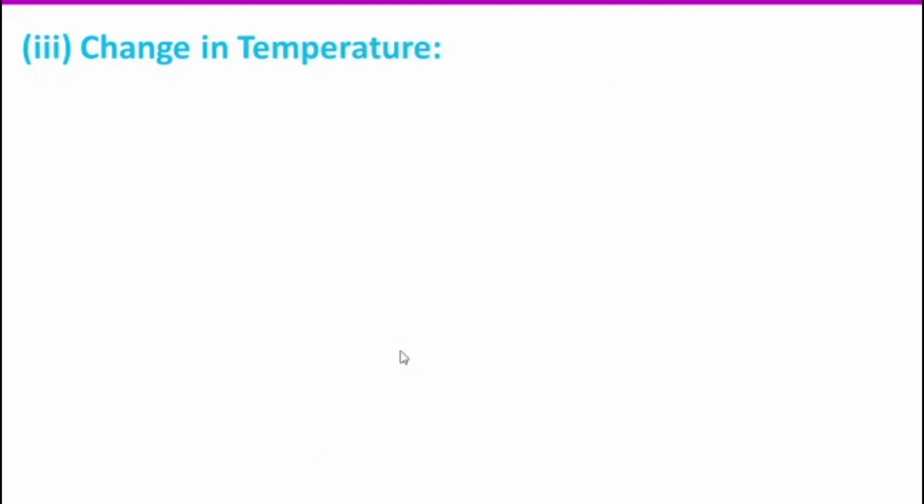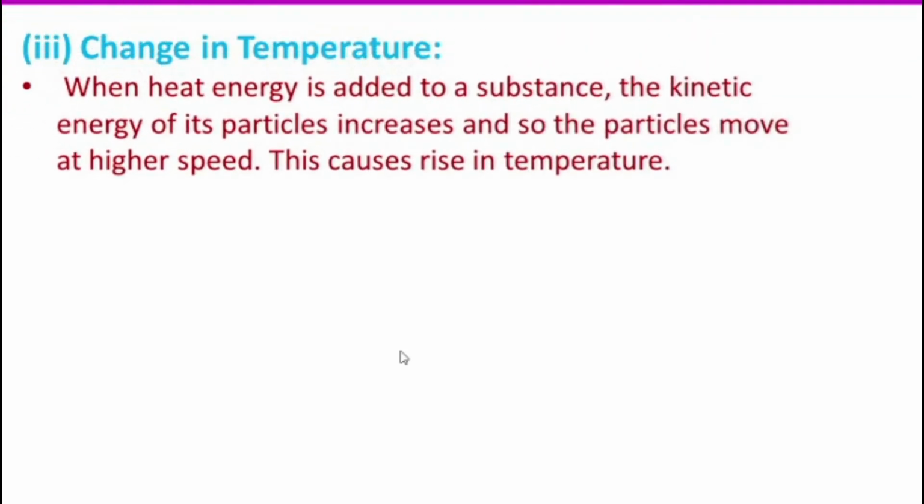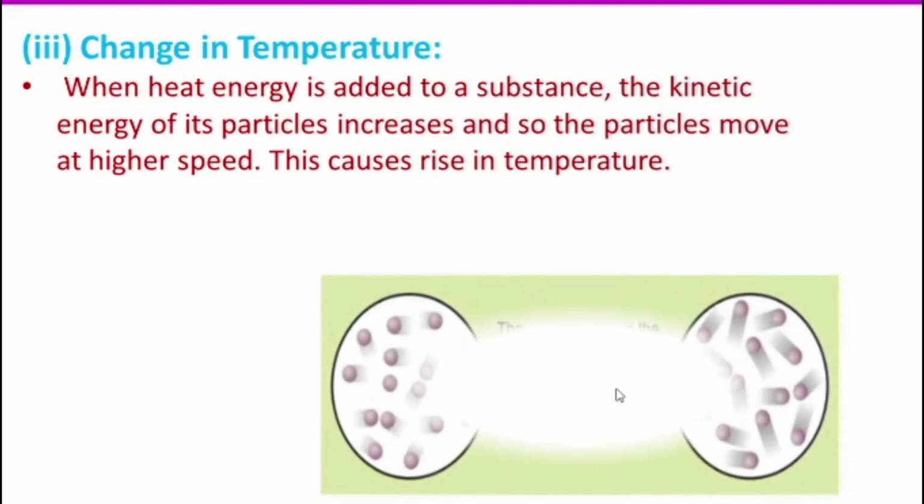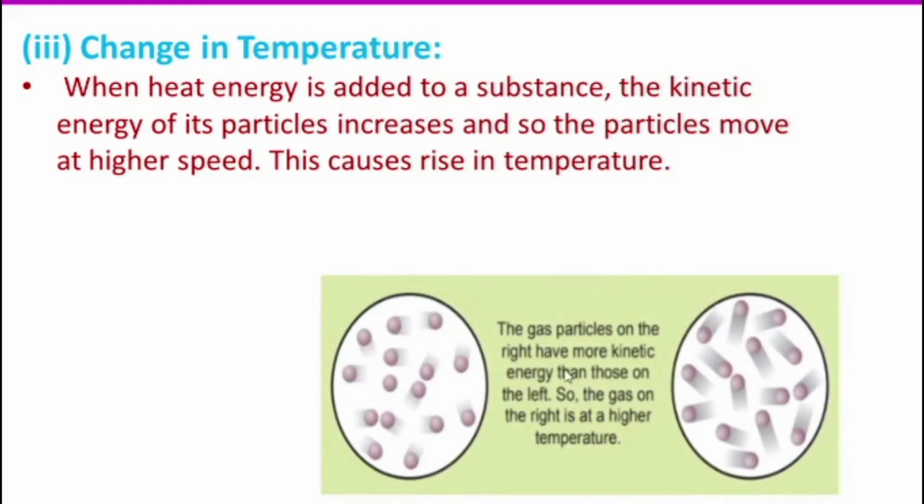Change in temperature. When heat energy is added to a substance, the kinetic energy of its particles increases, and so the particles move at higher speed. This causes a rise in temperature. So there is a change in the kinetic energy when we give heat energy to any substance. See the diagram: the gas particles on the right have more kinetic energy than those on the left. So the gas on the right is at a higher temperature.